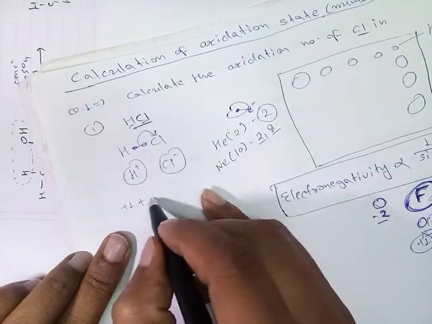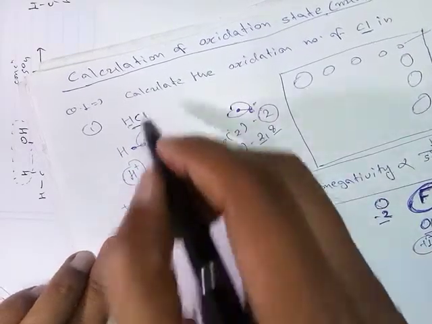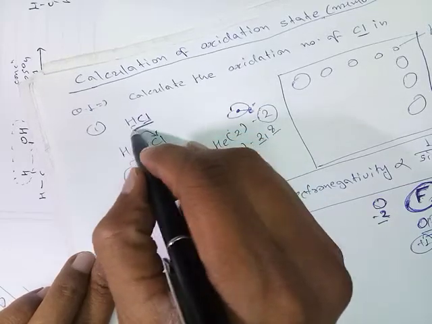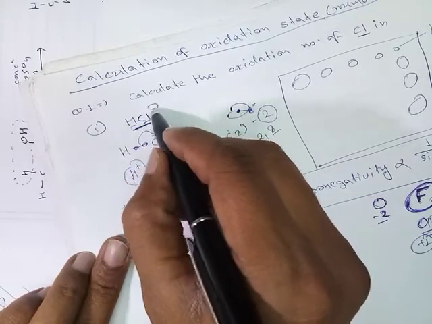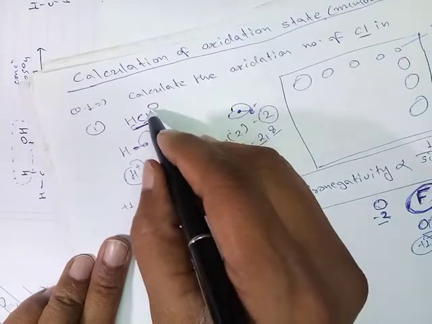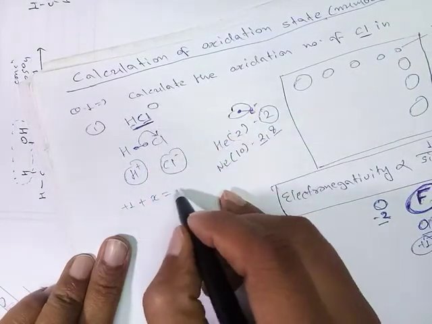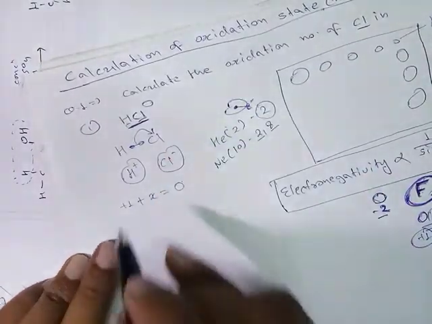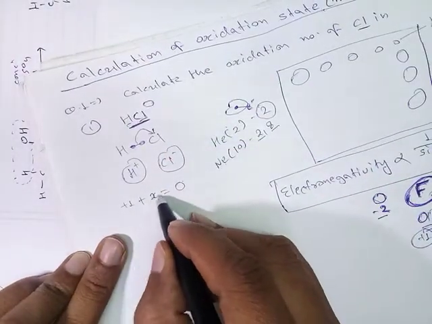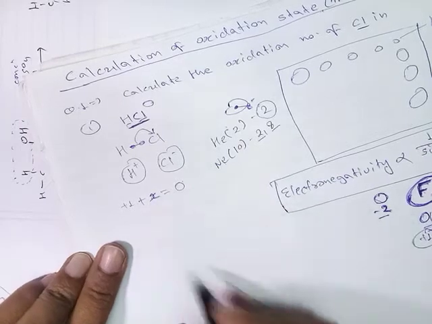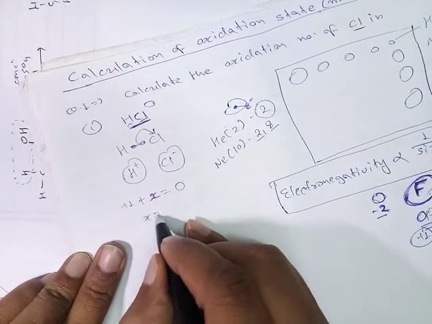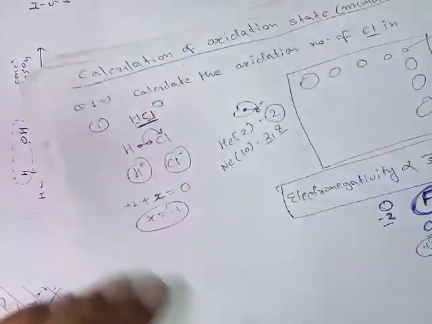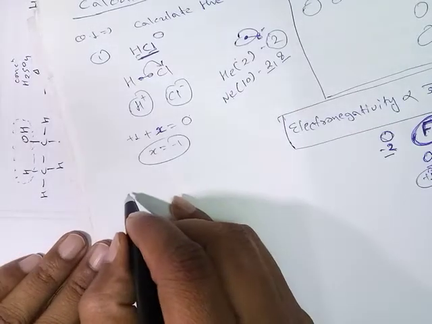Suppose the oxidation number of chlorine is X. This compound does not have any charge, which means the overall oxidation state is zero, so the charge will be 0. By this formula we can calculate the oxidation number of chlorine. So here X is equal to +1, -1. So the oxidation number of chlorine is -1.